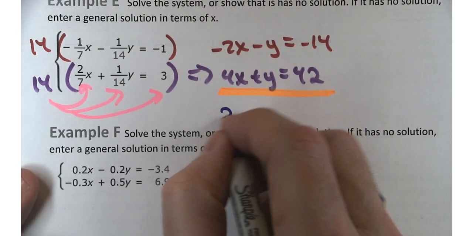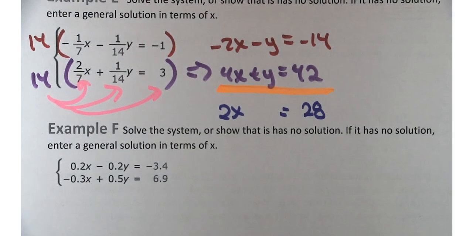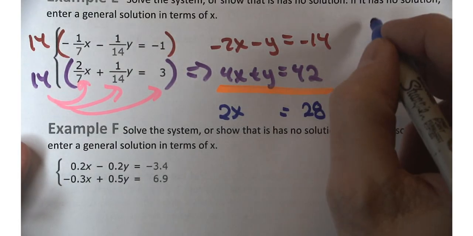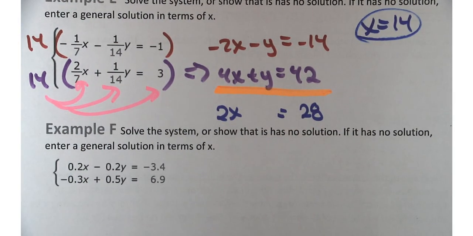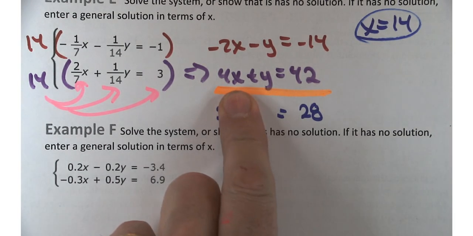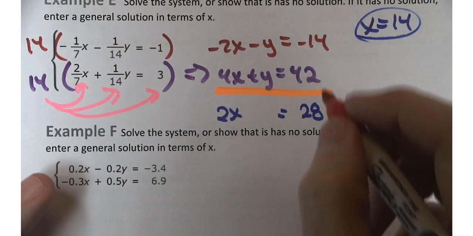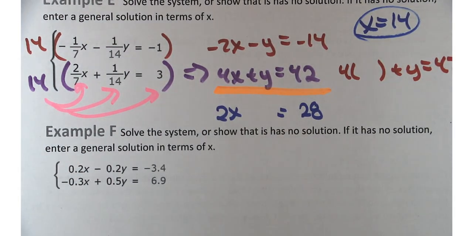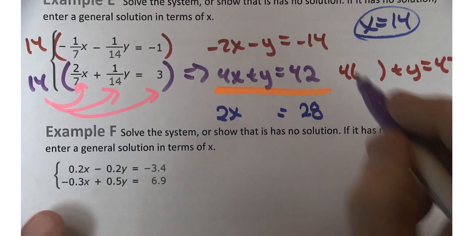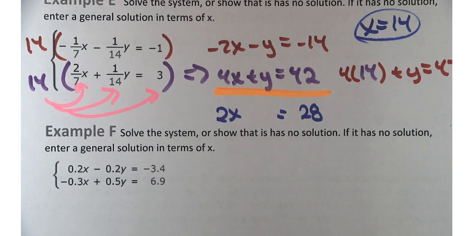I get 2x equals 28. Wow, that's pretty nice. Divide by 2 on both sides, so what does x equal? x equals 14. Halfway done. Now personally, I'd probably put it into the bottom equation, just me, but you're welcome to plug it into whatever equation works for you. So 4 times 14 plus y equals 42. That's 56. If I subtract 56 from both sides, then I end up with y equals negative 14.